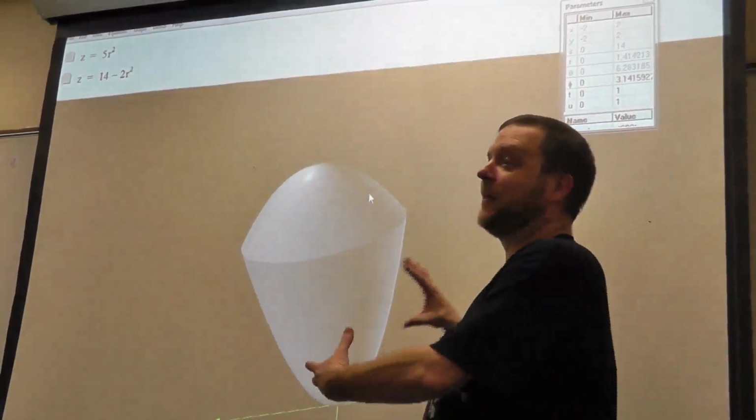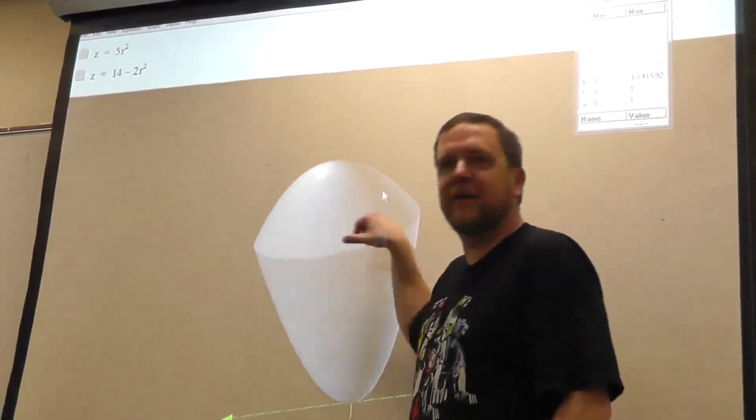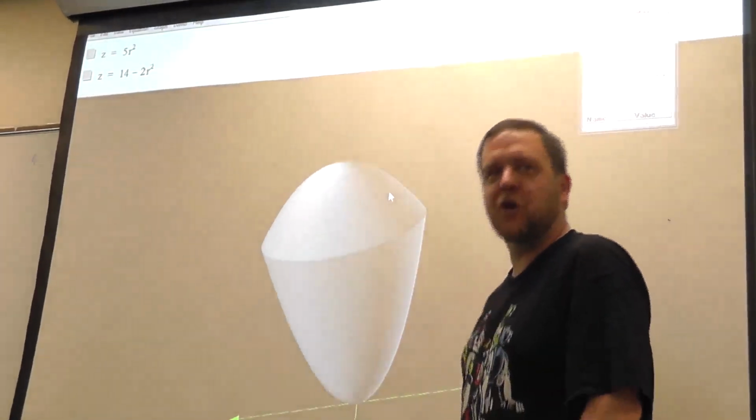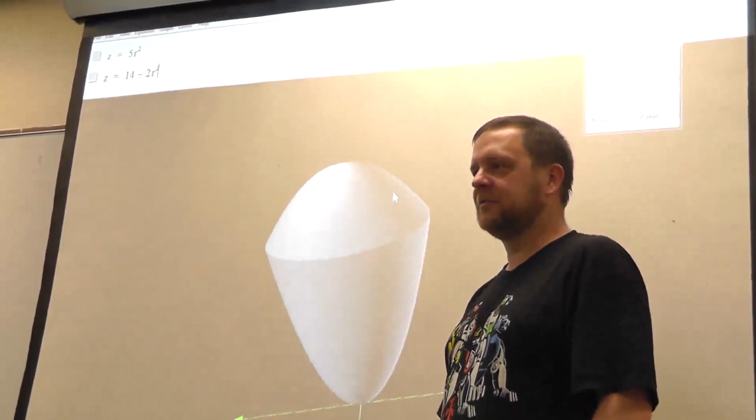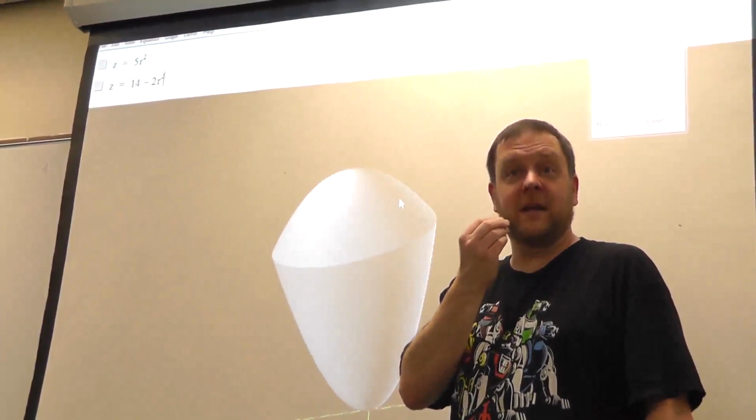So that's the solid you're looking for in problem number 10. The tricky part is knowing that this curve of intersection is what determines your domain in that double integral. Now, what do we use as our limit for theta? For theta, yeah.